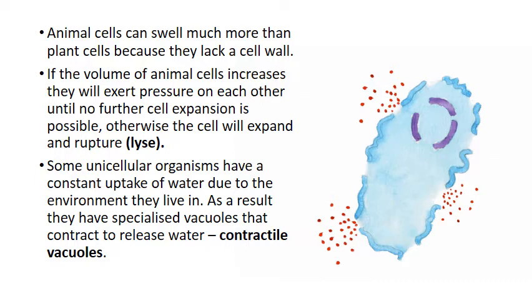And some unicellular organisms have a constant uptake of water due to the environment that they live in. So think about any bacteria or anything that lives in freshwater environments. They're going to be taking in a lot of water from what's around them. So they have to have vacuoles that are readily able to pump out this extra fluid, and they're termed contractile vacuoles. So they kind of squeeze out and push out all this extra water that these cells are taking in. So a cell that's in a freshwater environment will take in more water, store it in a vacuole so that it can then remove it later on.